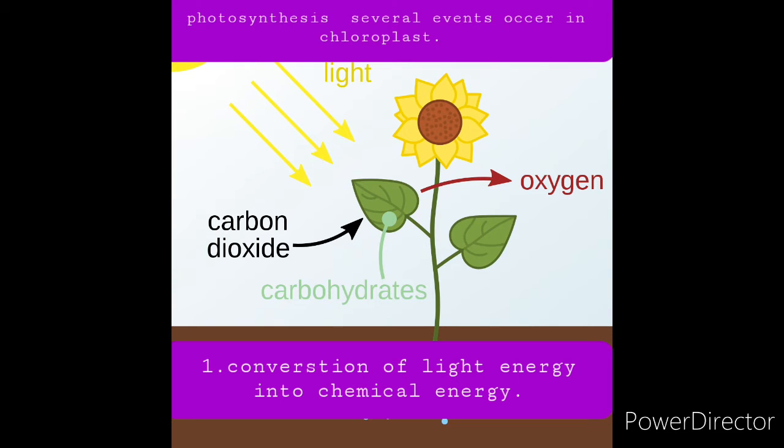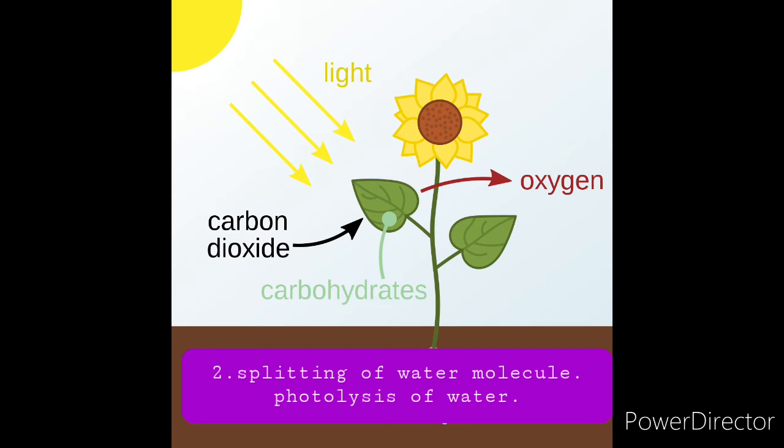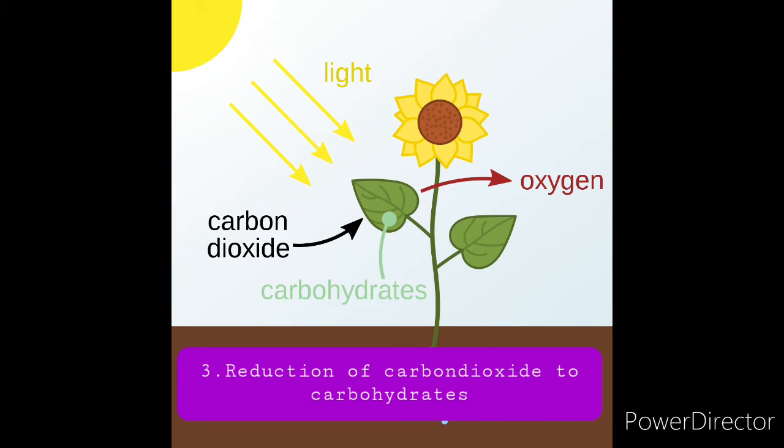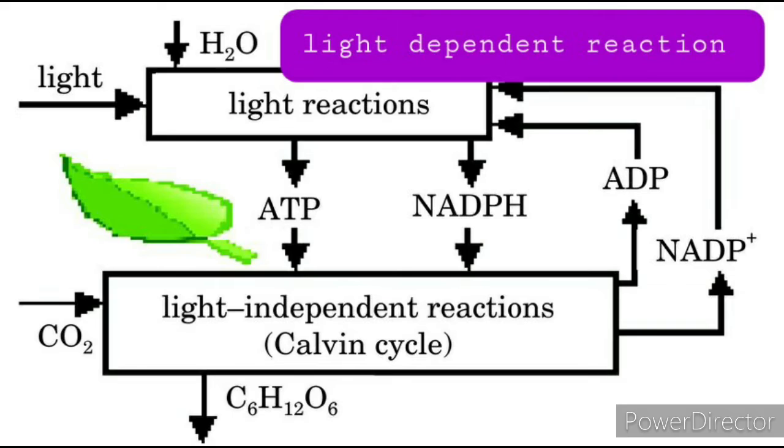The first one is conversion of light energy into chemical energy. The second is splitting of the water molecule, nothing but photolysis. The water is split into two molecules in the presence of light. That is nothing but photolysis. The third event is reduction of carbon dioxide to carbohydrate. Here the carbon dioxide is reduced.